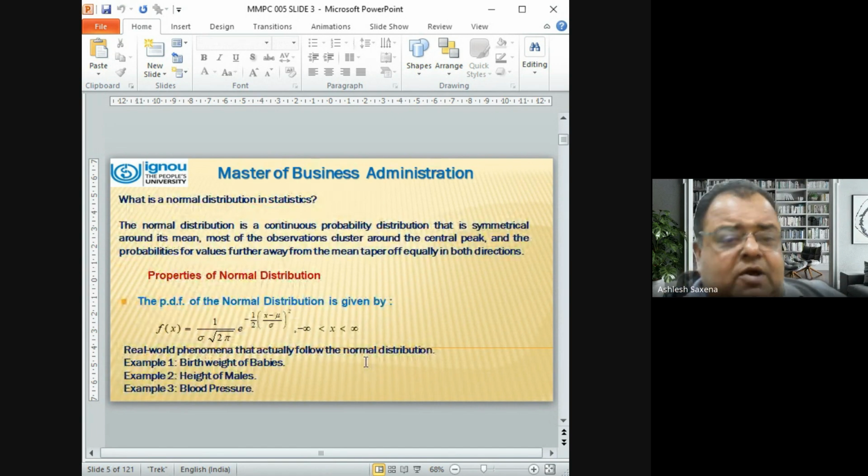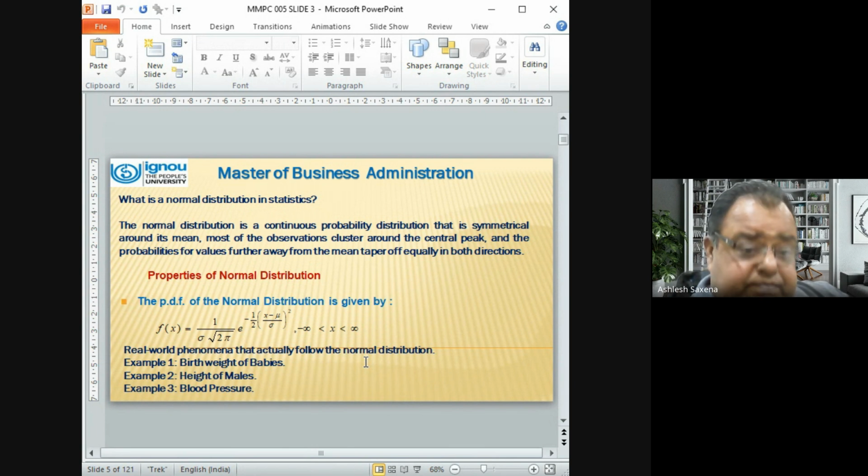What is a normal distribution in statistics? A normal distribution is a continuous probability distribution that is symmetrical about the mean. Most of the observations cluster around the central peak, and the probabilities of values further away from the mean taper off equally in both directions.